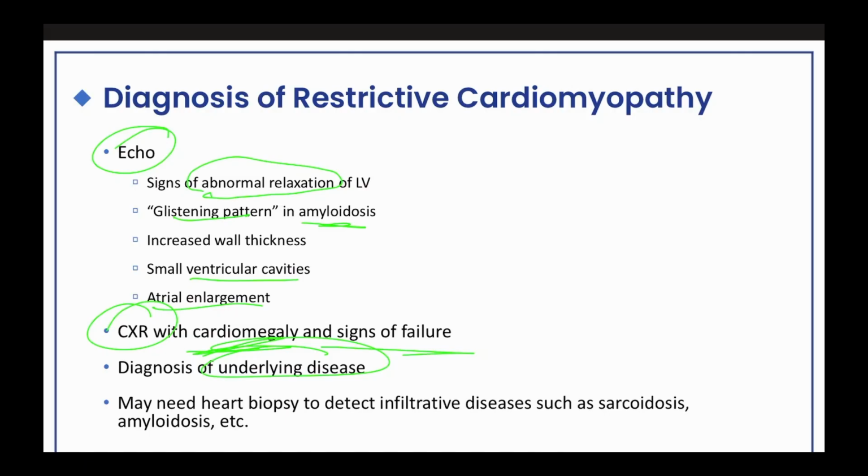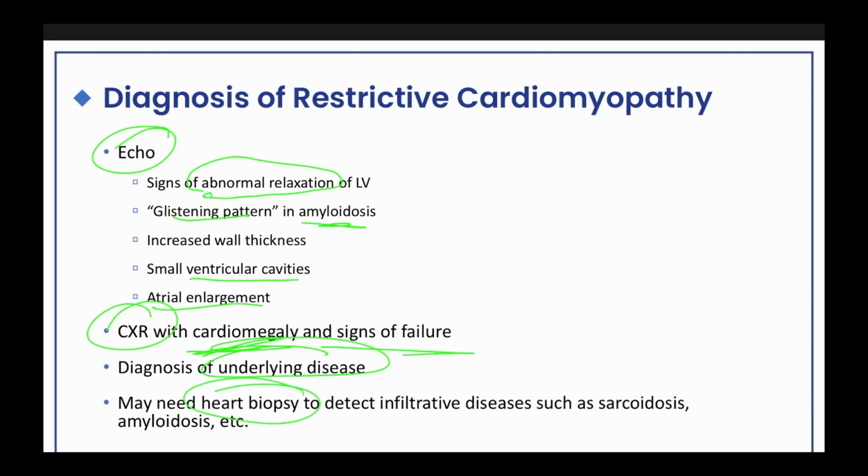There's usually some underlying cause that leads to that forming. You have to find out what that underlying cause is. We talked about a bunch of them: amyloidosis, scleroderma, sarcoidosis. Start looking at those things to see if those are the culprit for the restrictive cardiomyopathy.